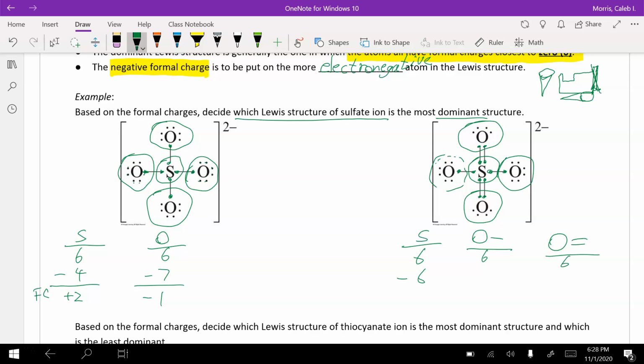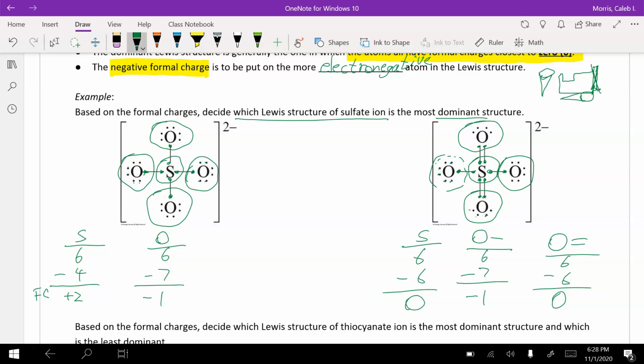All right, for the single bond, oxygen has 1, 2, 3, 4, 5, 6, 7, so 6 minus 7. And for the double bond, oxygen has 1, 2, 3, 4, 5, 6, so 6 minus 6. So we have 6 minus 6 is 0, 6 minus 7 is -1, and 6 minus 6 is 0.